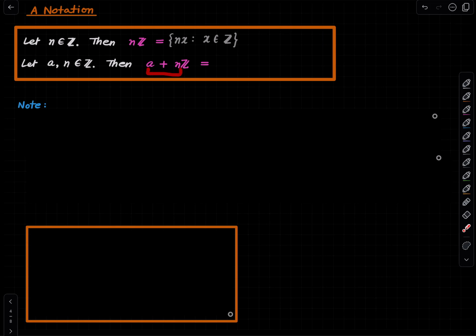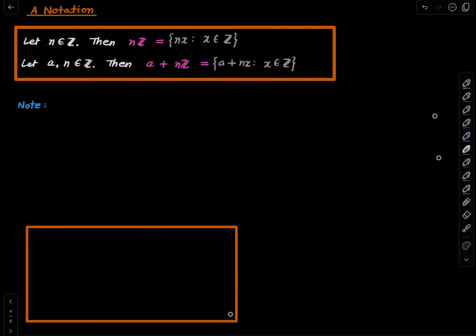Okay, what about this? What is this notation? We have defined the previous notation, but what is this? So a and n are any integers. We define this thing as the translate of the previous thing by a. So a plus nx, where x is in Z.